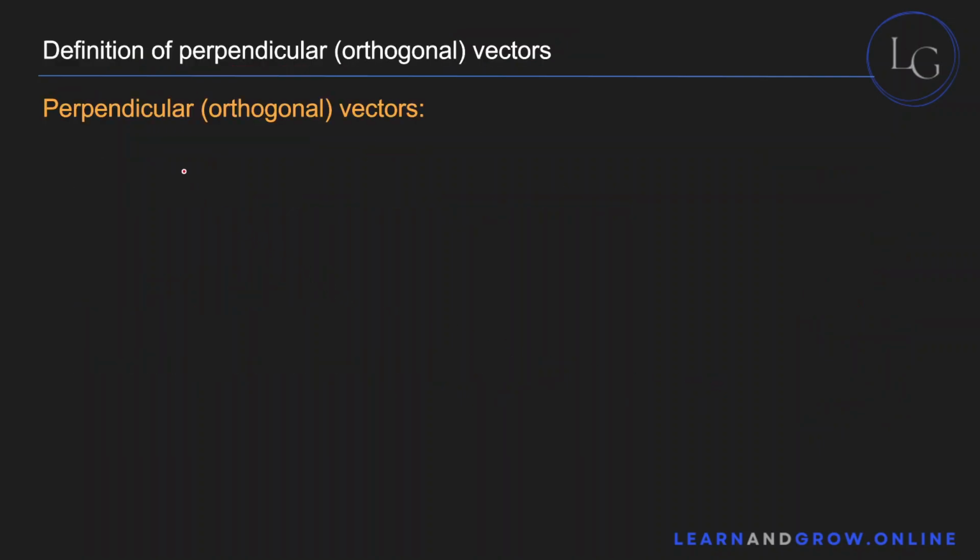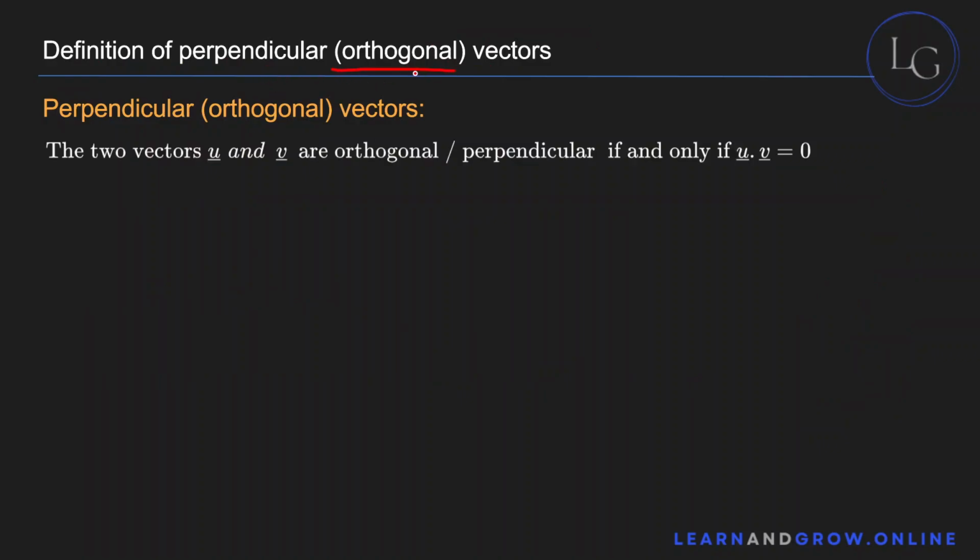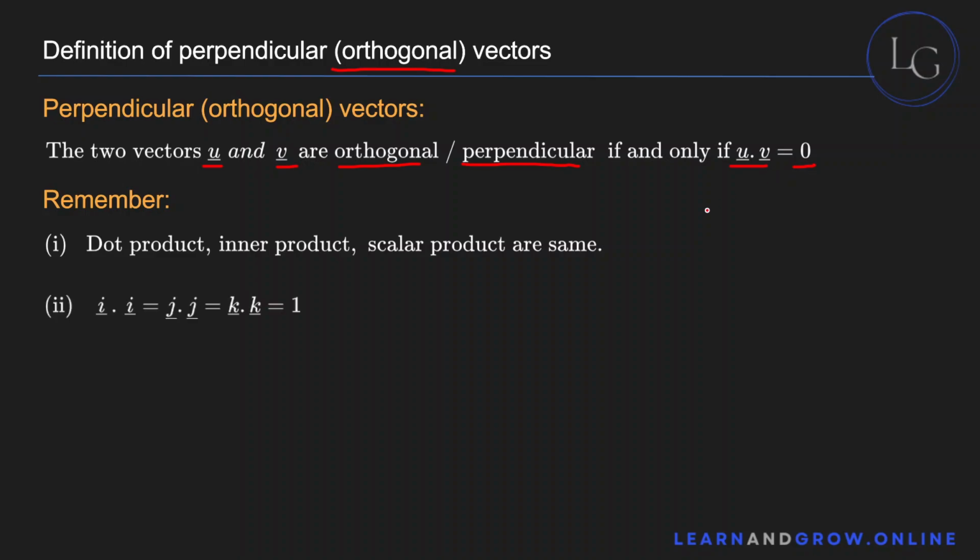Now, the definition of perpendicular or orthogonal vectors. The two vectors u and v are orthogonal or perpendicular if and only if u dot v is equal to 0. How will it be 0? Remember that the dot product, the inner product, or the scalar product, they all mean the same thing, by the way.